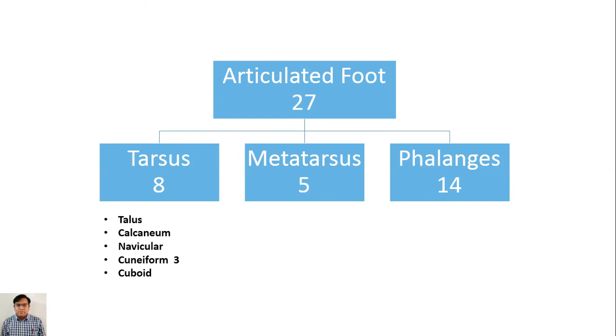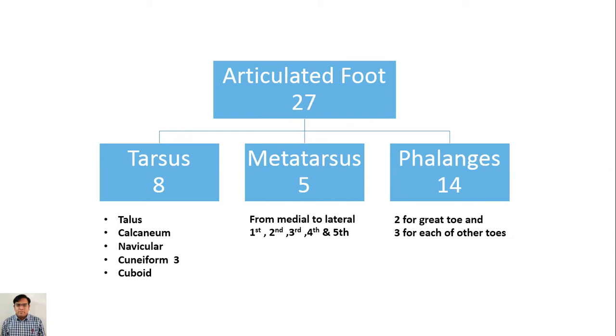Metatarsus is 5 in number and it is counted from medial to lateral side: first, second, third, fourth and fifth. Phalanges include 14 bones, 2 bones for great toe and 3 bones for each of the other toes. So, total number of bones in articulated foot is 27.